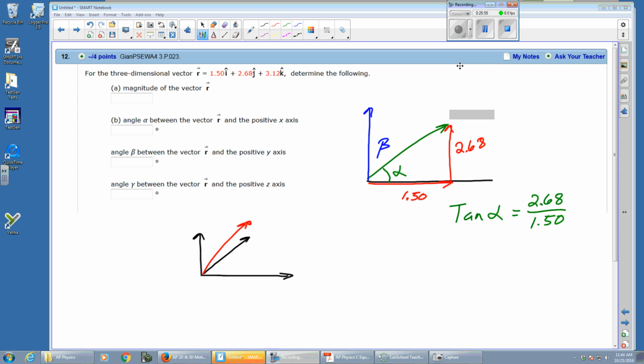Since we're up here into the 3D plane, I'm wondering if they're thinking of that vertical angle rather than the angle in the xy plane, the angle in the xz plane. So if they're thinking xz, try this, try that tan of alpha equals 3.12 over 1.50. And it could be them or it could be me.